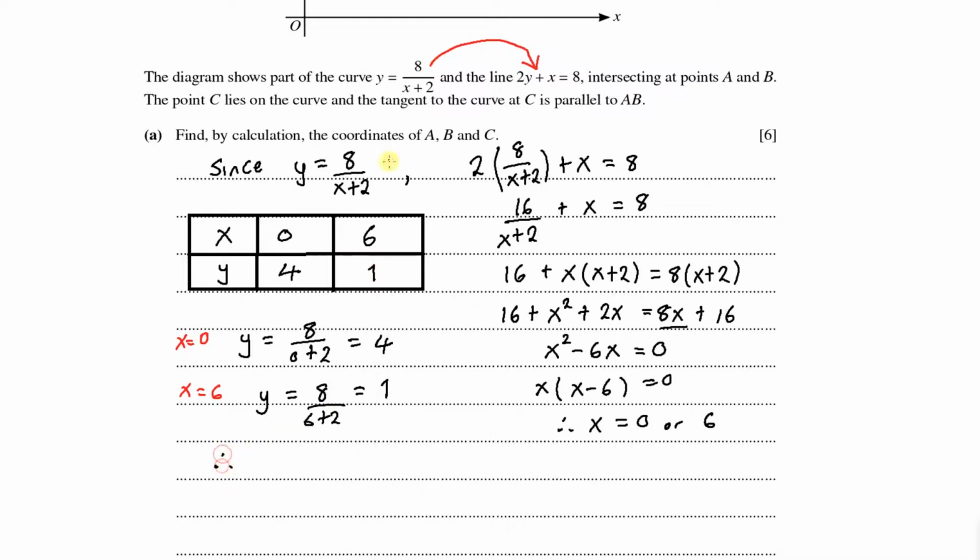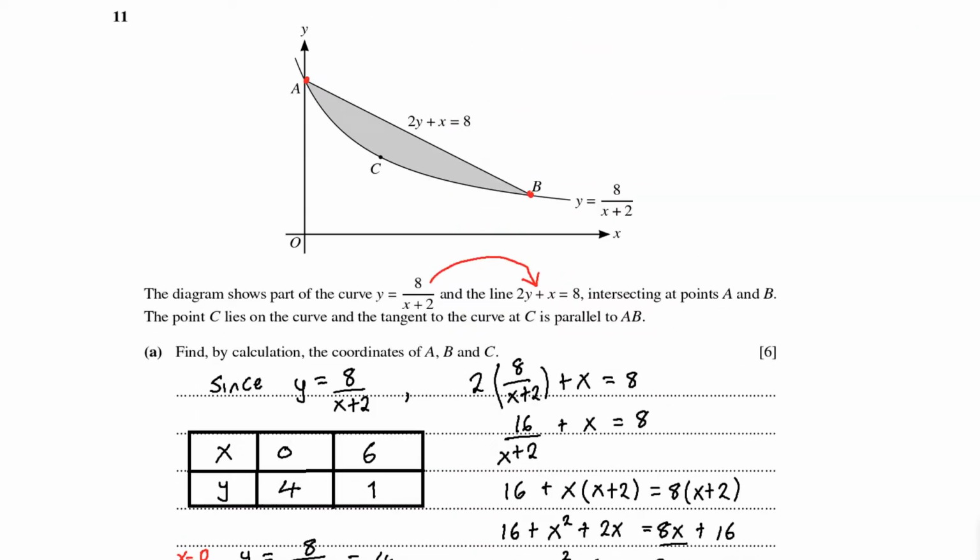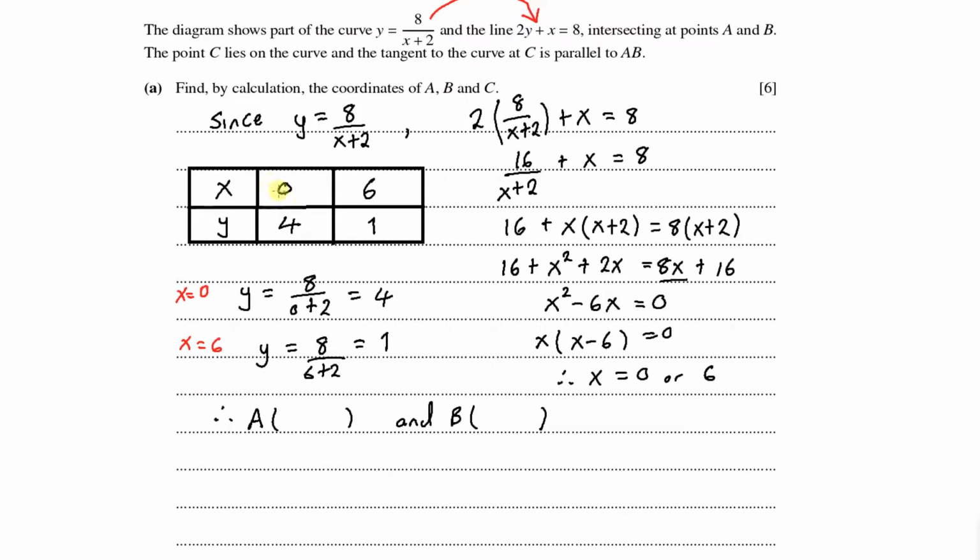So therefore, the coordinates of A and B are going to be, for A, I think you can notice that A is on the y-axis where x is 0. So this should be 0, 4. So that's 0 and 4. And for the point B, we'll be having 6, 1 for the coordinates. So we now have the coordinates of A and B.